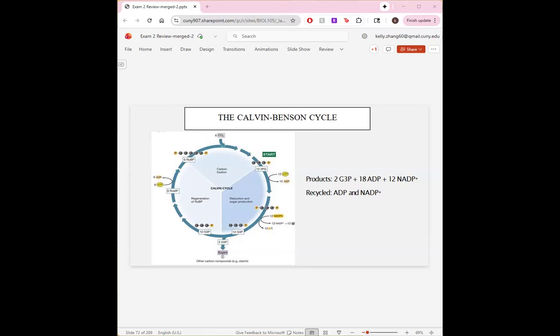And then the regeneration of ribulose 1,5-bisphosphate. So 1 out of 6 G3P leaves the Calvin-Benson cycle to become sugar and other cellular compounds, and then 5 out of the 6 remain in the cycle to regenerate that ribulose.